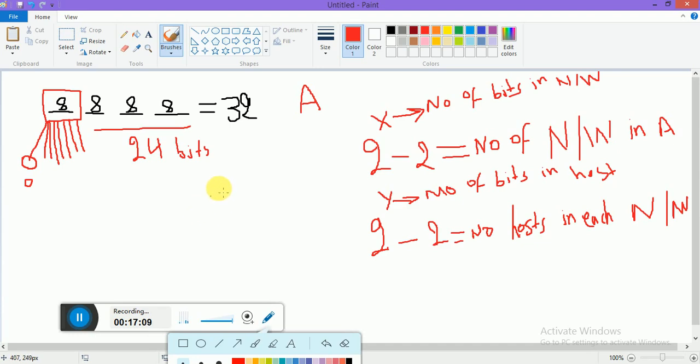Now, if you want to find the number of networks in class A, remember one thing: you cannot bring changes in the network portion.